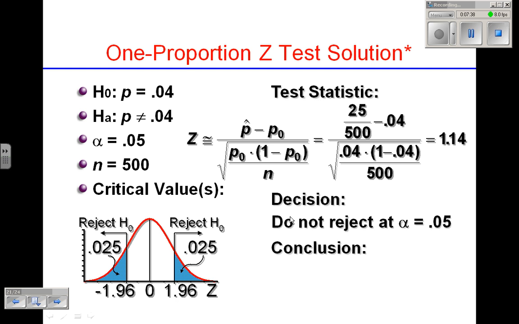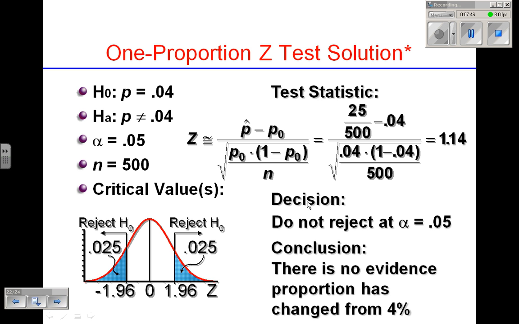Based off of that, our decision is we would fail to reject at the alpha 0.05 level. And our conclusion then is that there is no evidence that the proportion has changed. Right? So if you fail to reject, we say there is insufficient evidence to conclude that the proportion is no longer 4%. It is not equal to 4%.